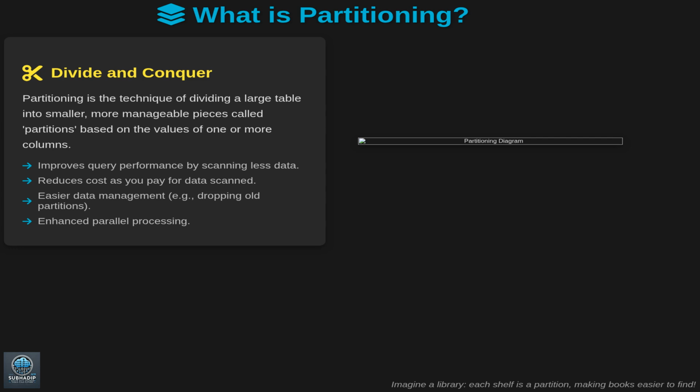First, let's understand partitioning. Partitioning is a divide and conquer strategy, where a large table is broken down into smaller, more manageable units called partitions. This division is based on the values of specific columns. The main benefits are significant. It drastically improves query performance by allowing the query engine to scan only relevant partitions, thereby reducing the amount of data processed and saving costs. It also simplifies data management, for instance, by allowing you to easily drop old data, and enhances parallel processing capabilities.